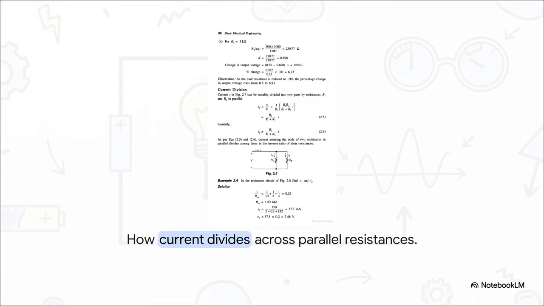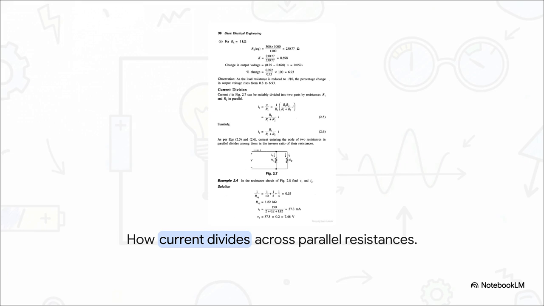So here's the crucial takeaway. While voltage divides up in a series circuit, current division does pretty much the exact same job for parallel circuits. The textbook pages here show how the flow splits up when it has multiple different paths it can take. But instead of dropping proportionally, the flow splits inversely based on resistance.